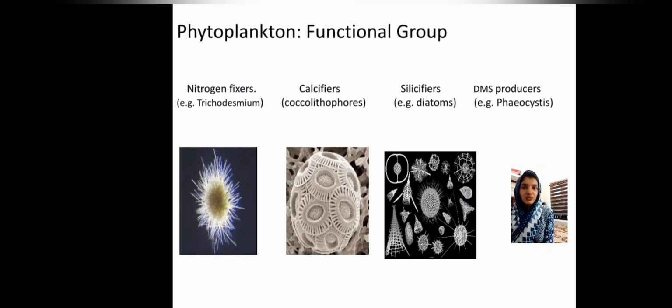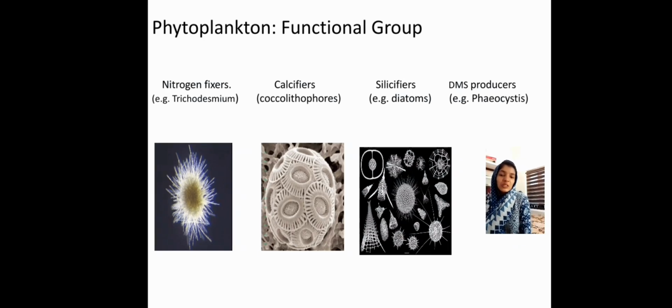So coming to the functional groups of phytoplankton, they are classified mainly into four: nitrogen fixers, calcifiers, silicifiers, and DMS producers. Nitrogen fixers include trichodesmium, calcifiers include coccolithophores, silicifiers include the diatoms, and DMS producers include phaeocystis.